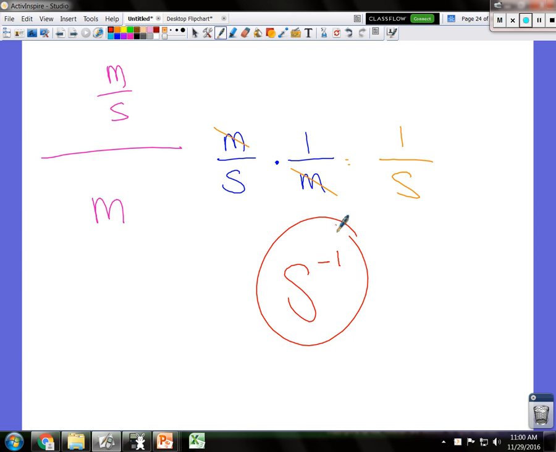That is the unit. Again, I'm not asking you to understand why or how or what that means. Just understand that s to the negative first is the unit. But what does it mean mathematically? It means 1 over s.